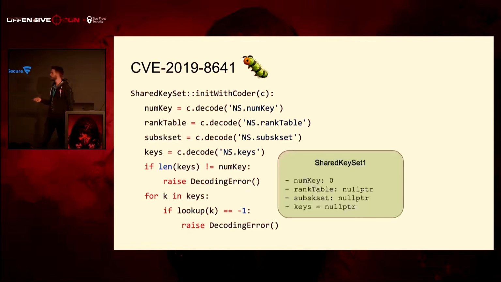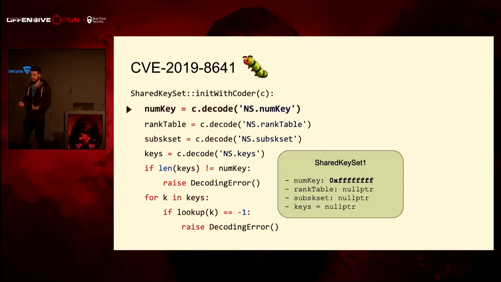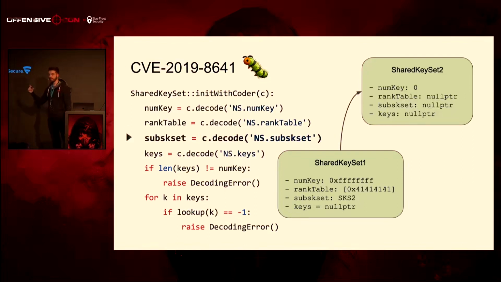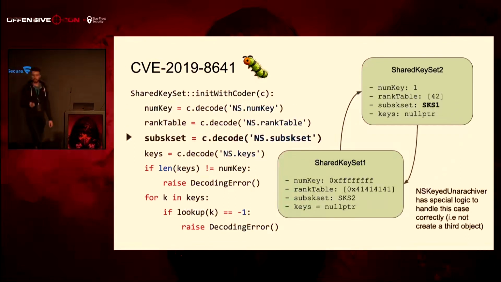Looks pretty much okay, but let's see what happens when we try to mess with it. So we start with an empty shared key set at the top. We start decoding these values. Okay, numKey, let's put in some interesting values, FFFF, and for one. And then we go and decode a second one here. And we do the whole thing again, right? We start from the top, we fill in all these values, and now we actually make a cycle, and this is not how you're supposed to do it. And you make a cycle back to shared key set 1, and this actually works. There's logic in the keyed unarchiver to make this possible.